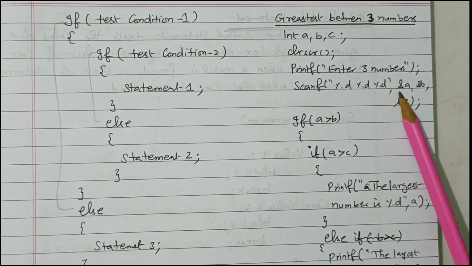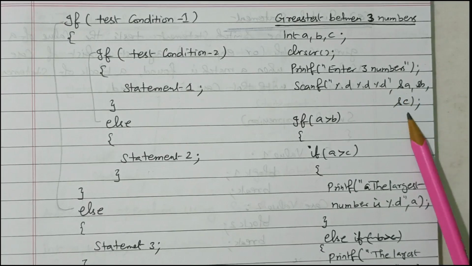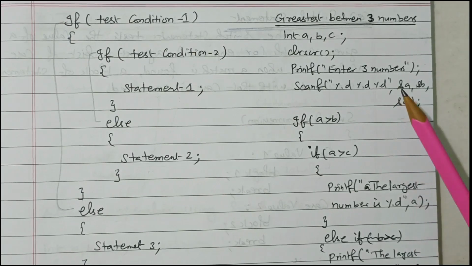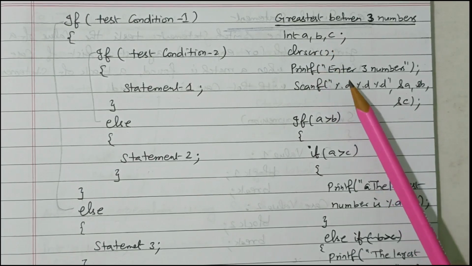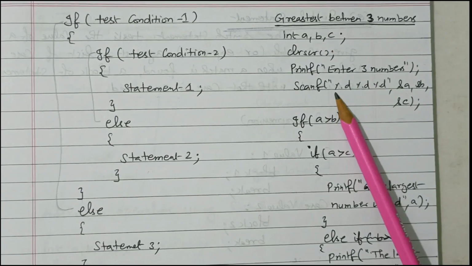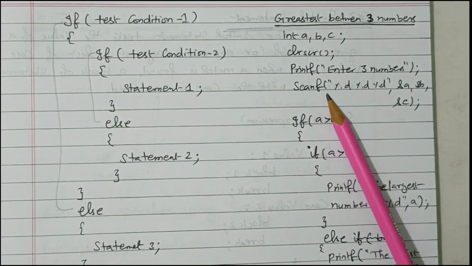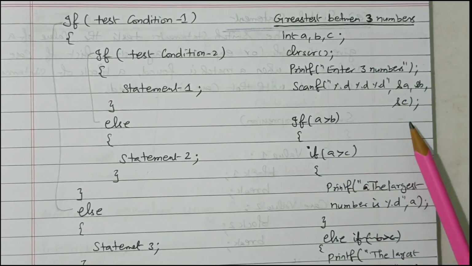This ampersand symbol refers to the address. So it will refer to the address of a, address of b, and address of c. So we declared 3 variables. After clear screen, we ask the user to enter the 3 variables. The 3 variables entered by the user are scanned by this scanf function and stored in the variables a, b, c. Now 3 variables are available, a, b, c.